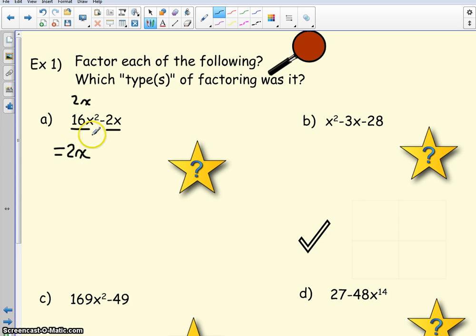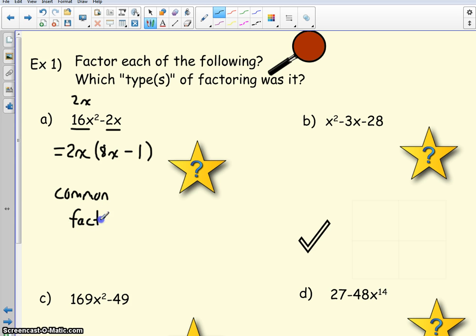So from the 16x squared, when we take out the 2x, 2x times what gives me 16x squared? Well, 2 times 8 gives me 16. x times x gives me x squared. And from this 2x, we factor it out. It's not a 0 that's left, because remember, when we multiply things through, we should get what we started with. So 2x times what gives me minus 2x? Well, it's 2x times minus 1. So this factors into 2x times (8x minus 1). This can't factor any further, so the only thing that we have here is common factoring. Okay, nothing too exciting there.